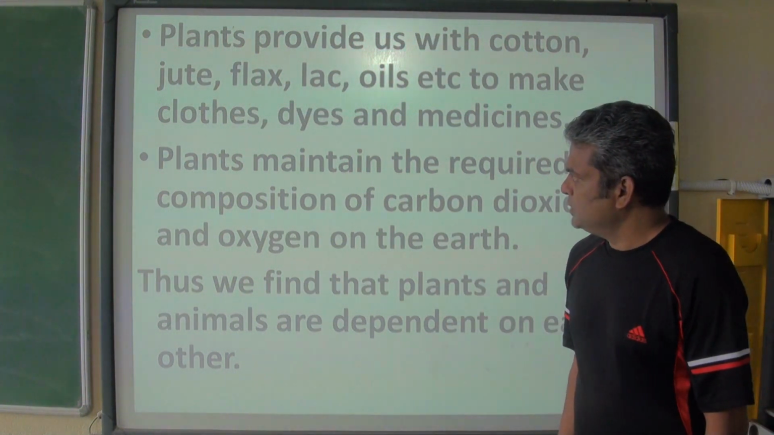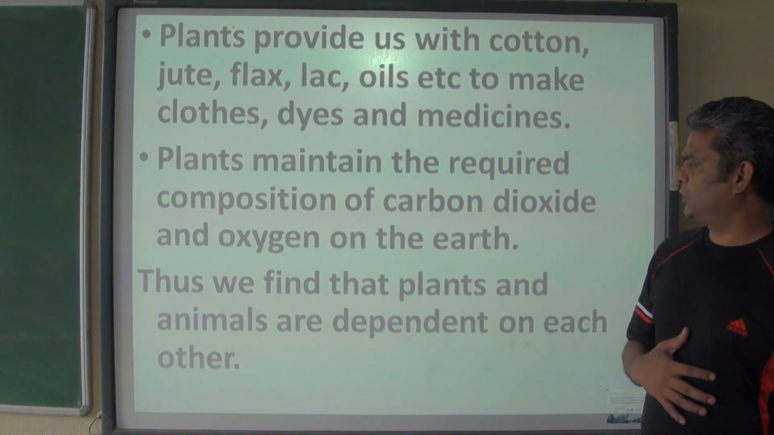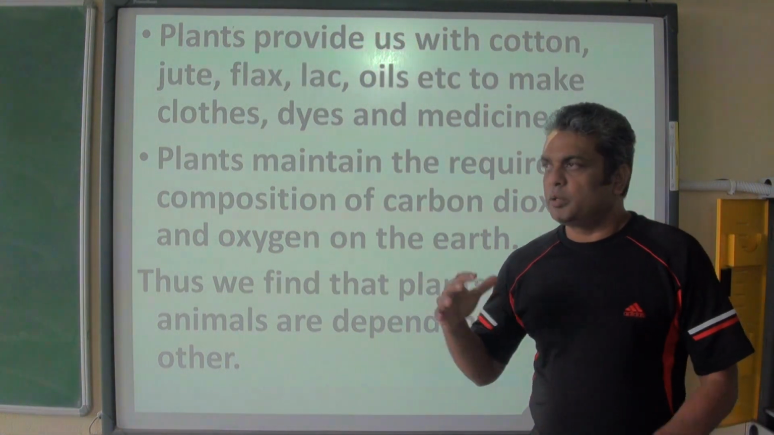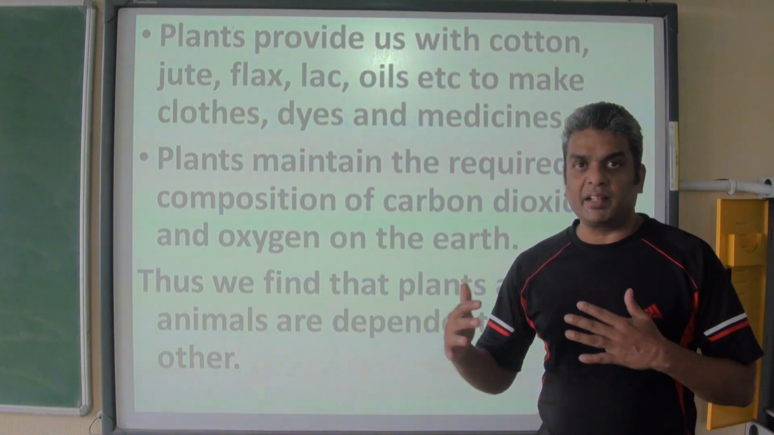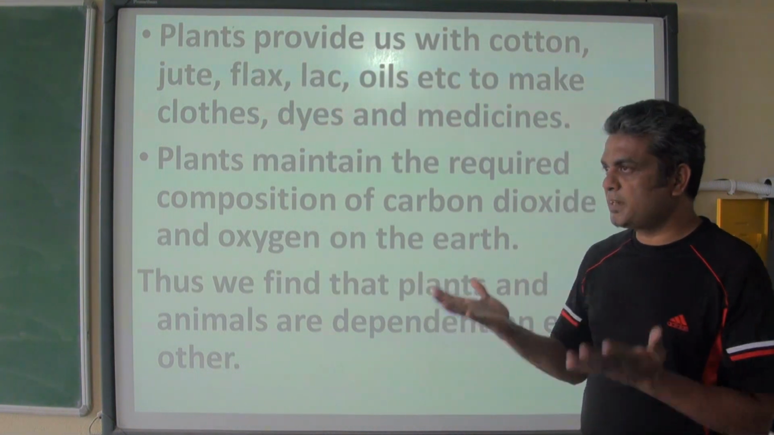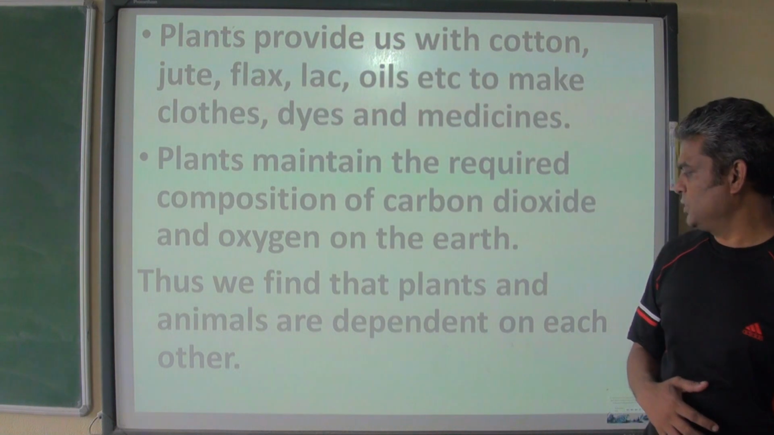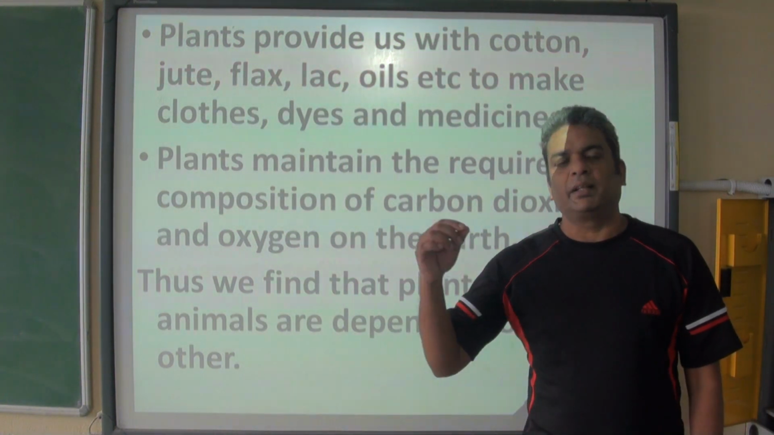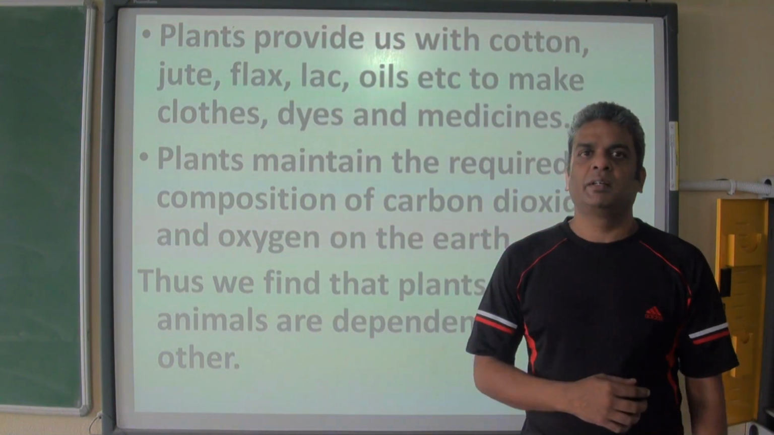Next point. Plants maintain the required composition of carbon dioxide and oxygen on the earth. This is very important. Okay. Why? The maintenance of oxygen in the air and carbon dioxide, they maintain that. So they take in carbon dioxide and give out oxygen. So they maintain that balance in the air. Thus we find that plants and animals are dependent on each other. So when you look at these points, you will come to know that animals and plants are dependent, but we are dependent more on plants.